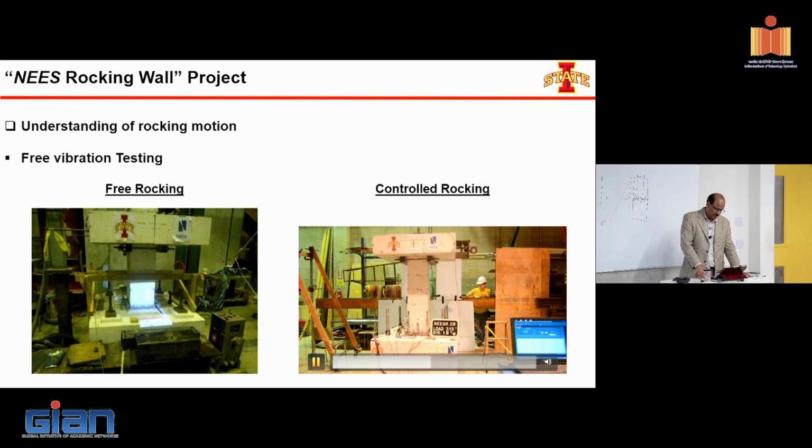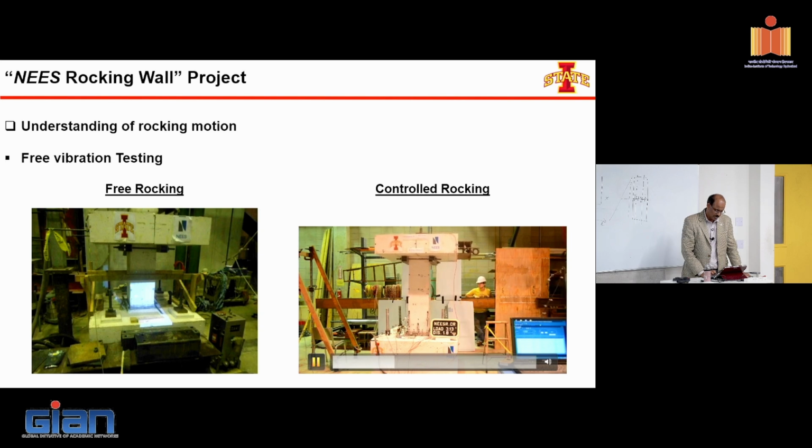So the first one is a free rocking. Second is a control rocking. In this control rocking, as soon as you engage the post-tensioning steel, it's going to apply the opposite direction motion, so it can't go more. So take a look one more time. So that's a control rocking.